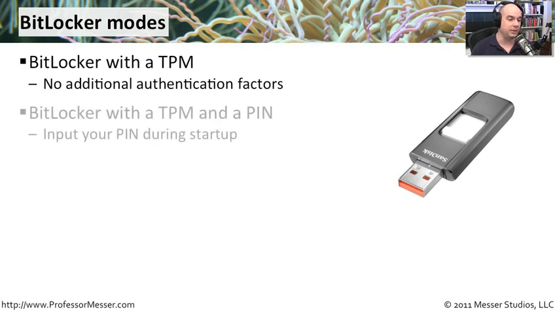There are a number of other things that you can add. For instance, you can add a PIN. That personal identification number allows you to put a PIN number in during the startup of your computer, and it won't decrypt the data unless you add that PIN number in there. So you have to have the TPM and the PIN to be able to make this work properly.